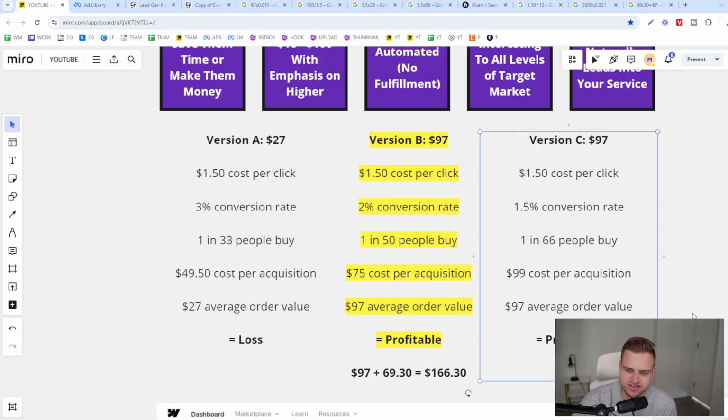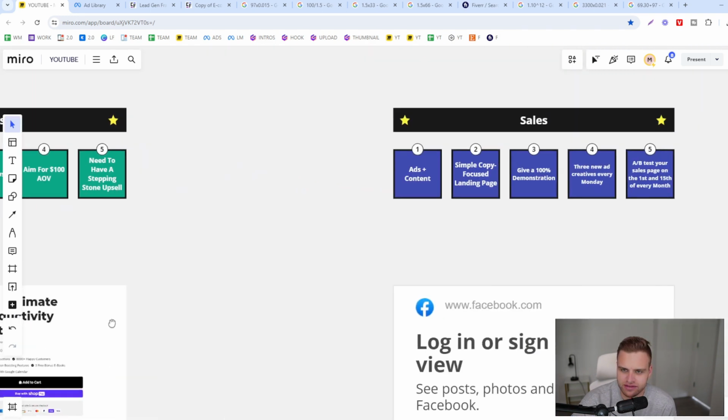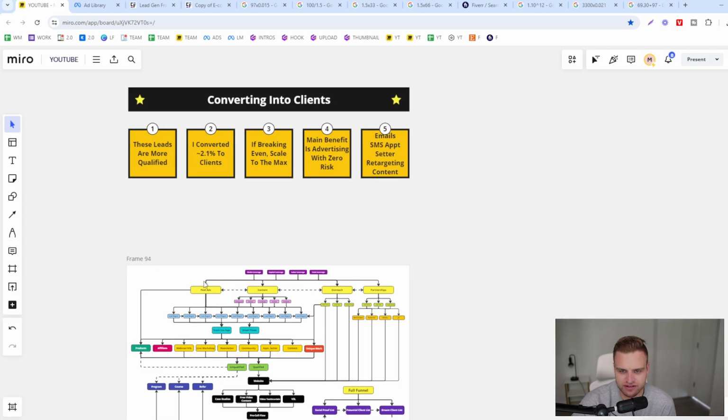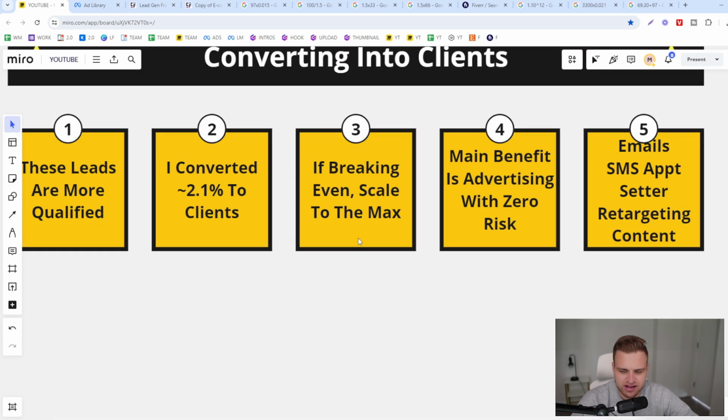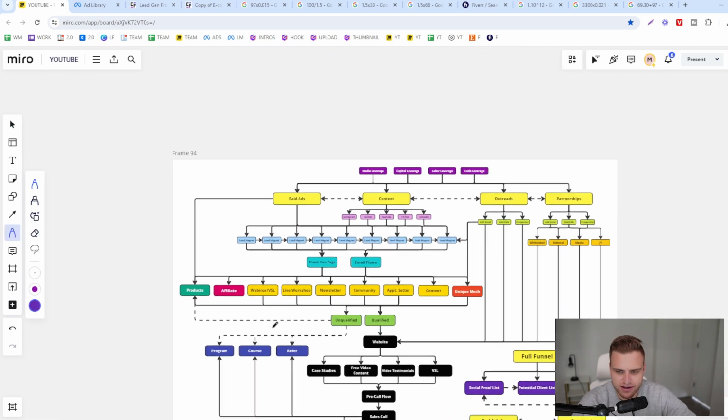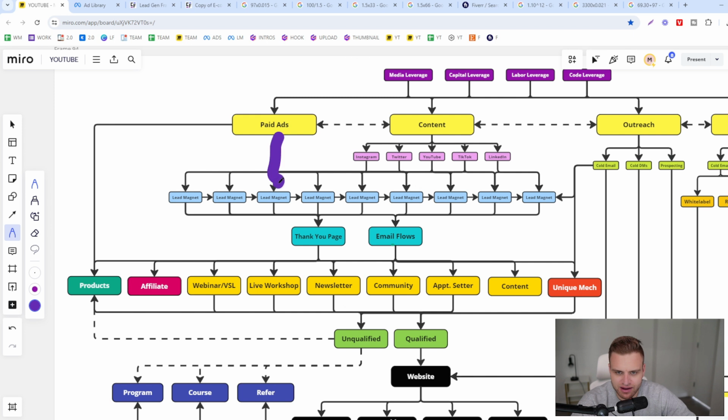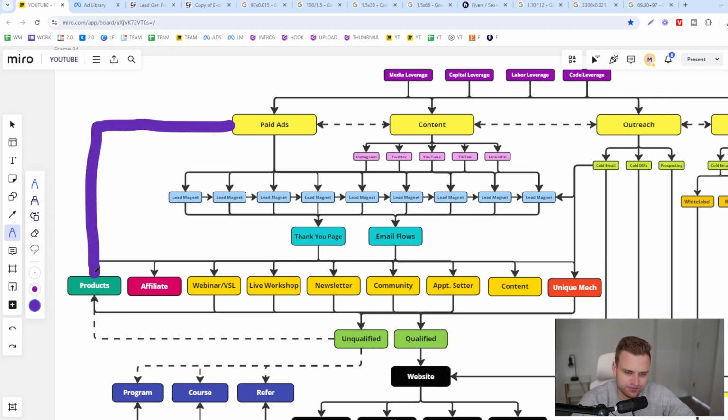So it's all of this stuff that works together and this is the math you're going to have to do for yourself if you want to do it like that. But these leads are more qualified. I converted at 2.1%. As long as you're breaking even, just scale it as big as you possibly can, because the main benefit of doing this is, unlike the lead magnet path where you got to project your ad spend and be a little bit cautious, you're getting your cash flow instantaneously here.